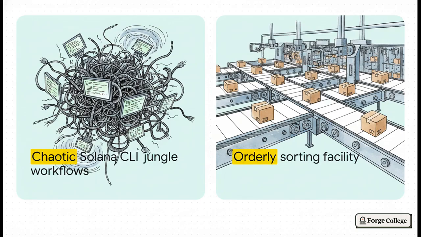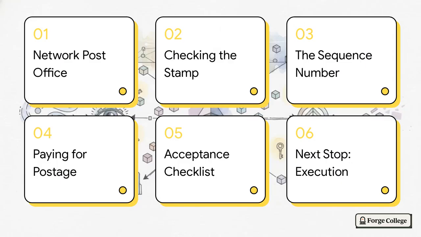Welcome to the Ethereum transaction lifecycle, where everything operates like a hyper-efficient postal sorting facility. So here's our routing manifest for today. We'll start with the network post office. Then we'll look at checking the stamp, the sequence number, paying for postage, the acceptance checklist, and finally, next stop, execution. Let's get right to it.